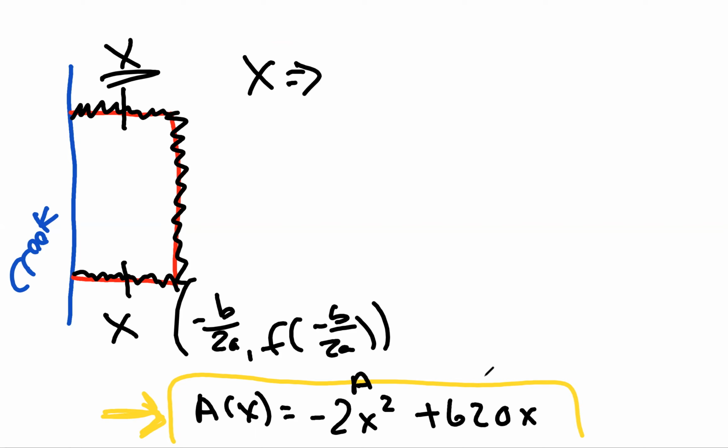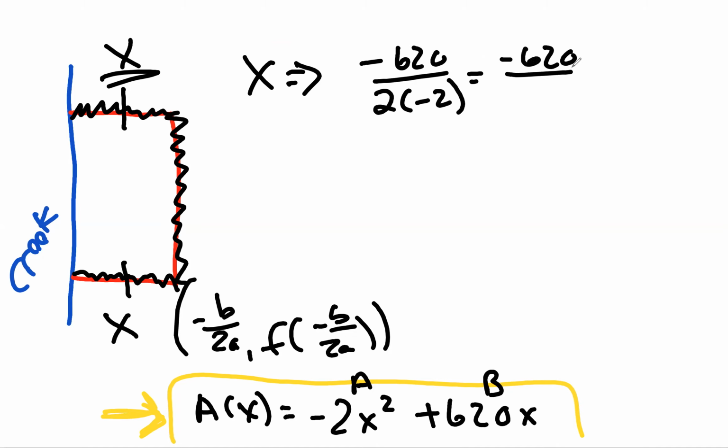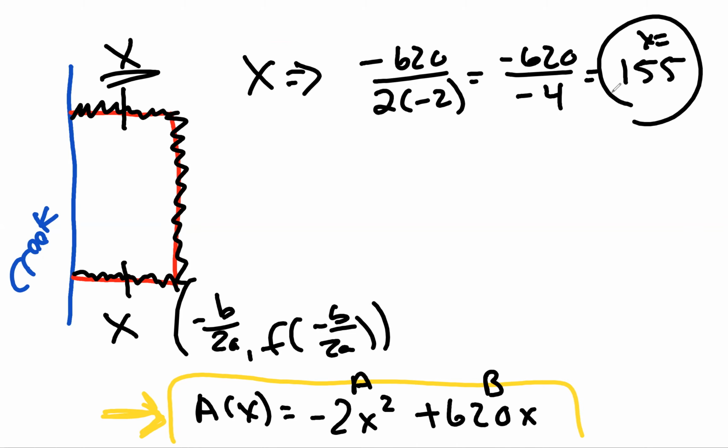All right, so here we go, real quick. My a value is negative 2, my b value is 620. So the opposite of my b value is negative 620. I'm going to divide that by the number 2 times my a value. Negative 620 stays the same on the top. I multiply the bottom first, I get negative 4. When I do that division, I get 155. So I know that x equals 155. So that's good. Okay, that's super good.